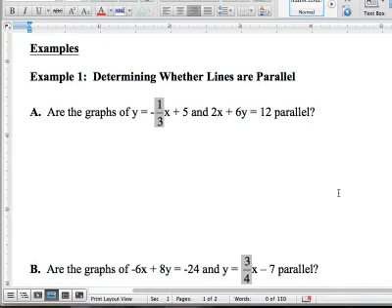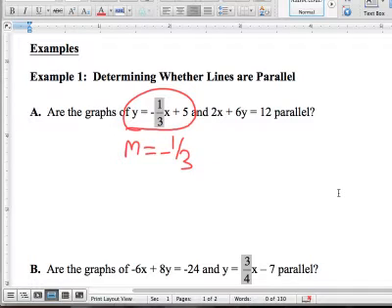Example 1. The first example, we're going to determine whether lines are parallel or not. To do that, we're going to have the equations of two lines, and we're going to have to decide what their slopes are. If they're the same, we can say they're parallel. If they're different, then they're not parallel. The first equation is y equals negative 1/3 x plus 5. What is the slope of this equation? Negative 1/3. So we have m is negative 1/3 here.